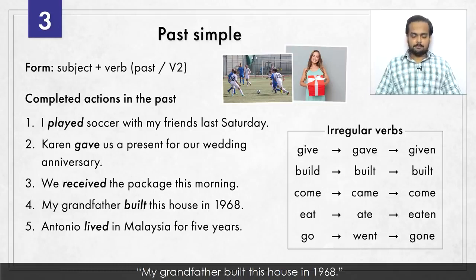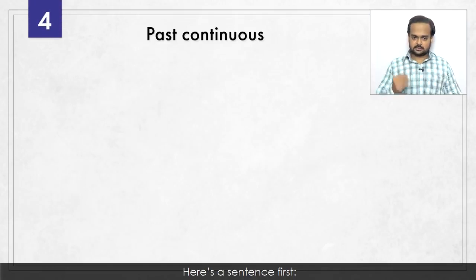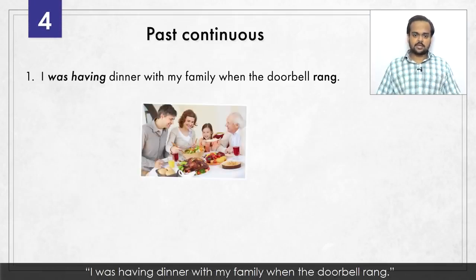My grandfather built this house in 1968. Antonio lived in Malaysia for 5 years. Okay, let's now move on and talk about the past continuous tense. Here's a sentence first. I was having dinner with my family when the doorbell rang.